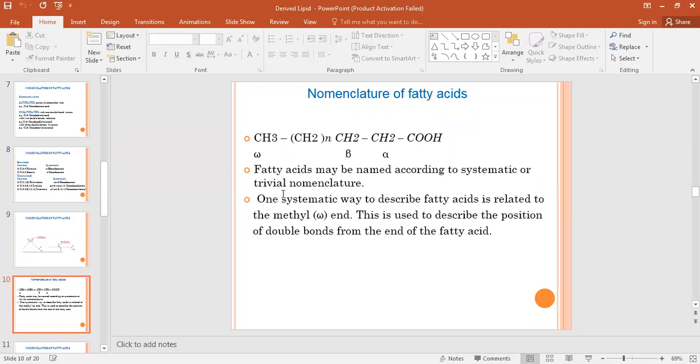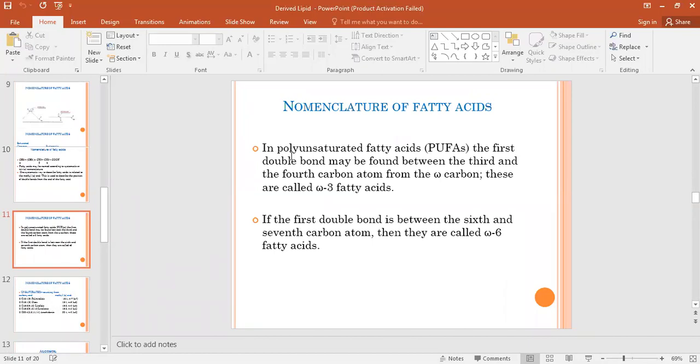For example, you can easily understand this example in a polyunsaturated fatty acid. The first double bond may be found between the third and fourth carbon atom from the omega carbon. If in the polyunsaturated fatty acid the first double bond is present between the third and fourth carbon atom, then they will be called omega-3 fatty acids. This 3 shows the position of the first double bond from the omega end, the methyl end.